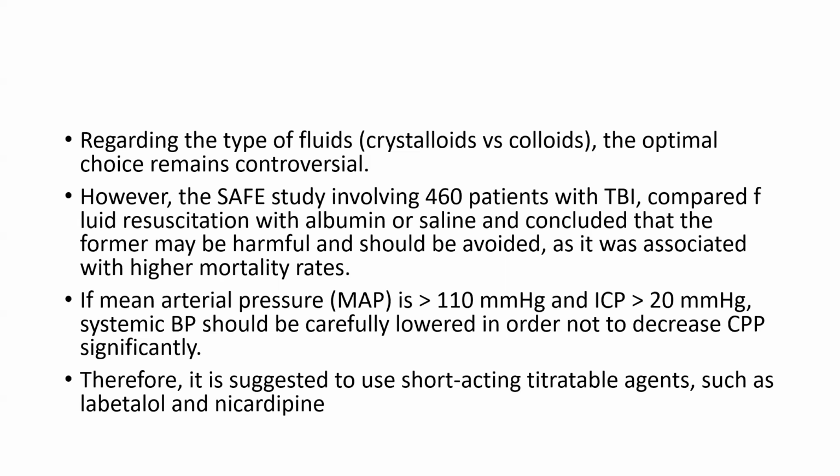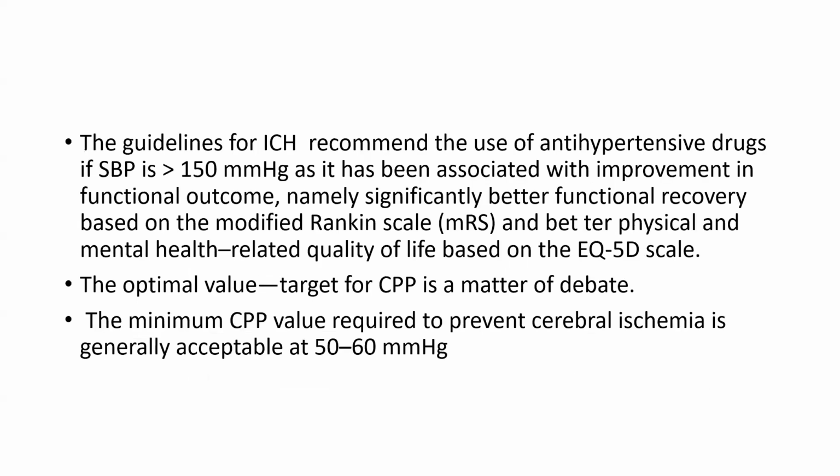If MAP is more than 110 and ICP more than 20, systemic blood pressure should be carefully lowered in order not to decrease CPP significantly. Therefore, it is suggested to use short-acting titratable agents such as labetalol and nicardipine. The guideline for ICH recommends the use of antihypertensive drugs if SBP is more than 150 mmHg, as it has been associated with improvement in functional outcome, namely significantly better functional recovery based on the modified Rankin scale, and better physical and mental health-related quality of life based on the EQ-5D scale.